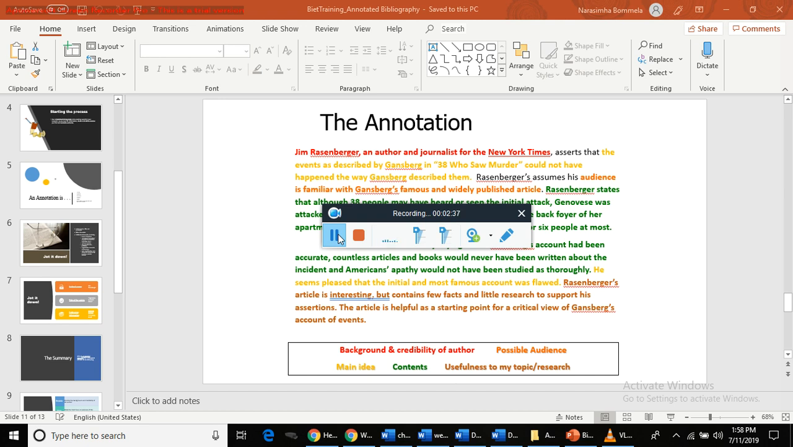Okay, so this is how we start writing about the document. I guess the first three important elements of the annotation, that is credibility of the author, possible audience and main idea of the document, are understood by you. Okay, in the next discussion, I will detail the content and how to write the content.